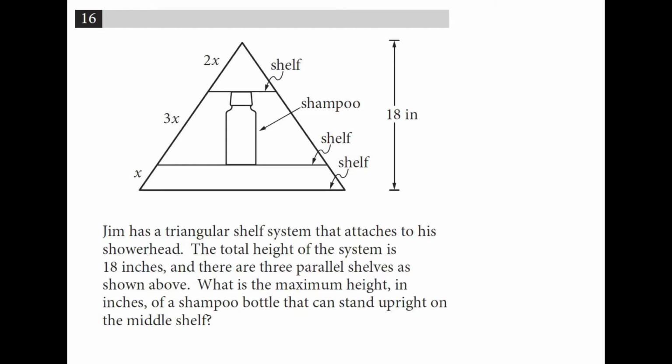The total side length here would be 6x. So this is going to be x over 6x, 3x over 6x, and 2x over 6x. The x's all cancel out, and this is 3 inches of height, this is 9 inches of height, and this is 6 inches of height, respectively. They want to know the maximum height on the middle shelf, and that is 9 inches.